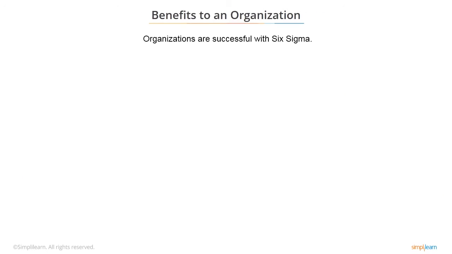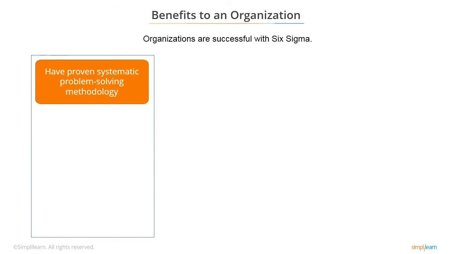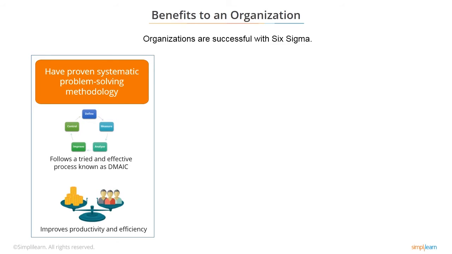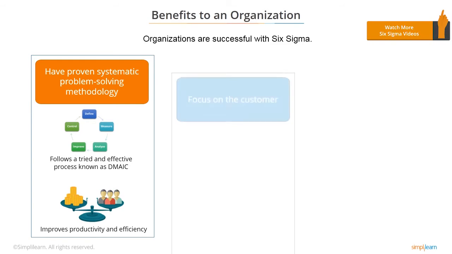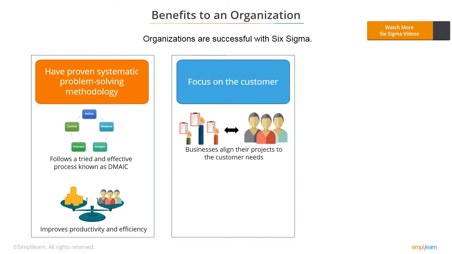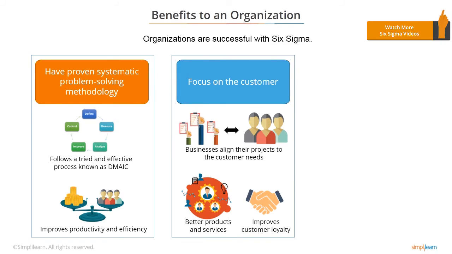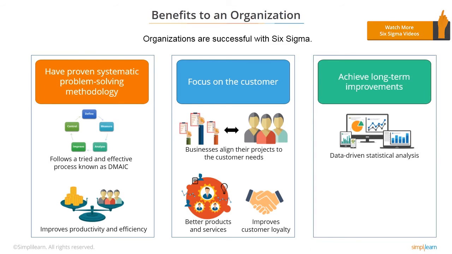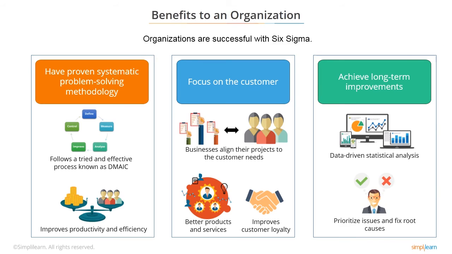Following are the 3 reasons why organizations are successful with Six Sigma. It is a proven systematic problem-solving methodology that follows a tried and effective process known as DMAIC, which improves productivity and efficiency by eliminating defects. Six Sigma is customer-focused. This methodology ensures businesses align their projects to customers' needs. It allows organizations to produce better products and services and improves customer loyalty. Lastly, Six Sigma achieves long-term improvements based on data-driven statistical analysis to prioritize issues and fix root causes.